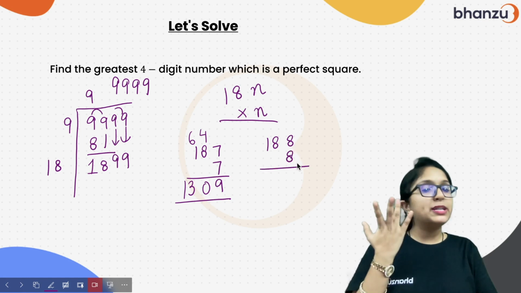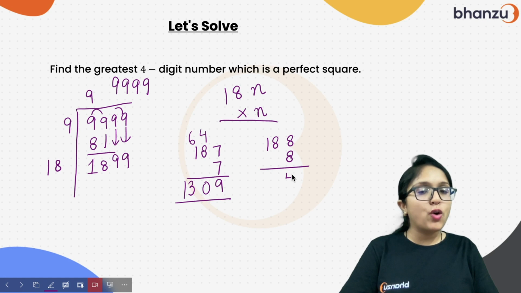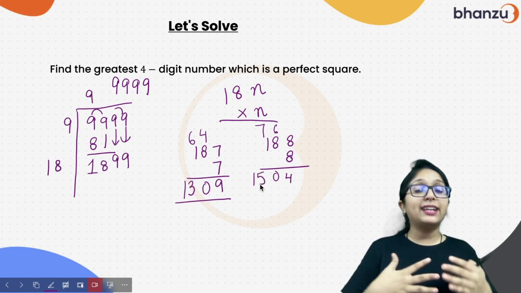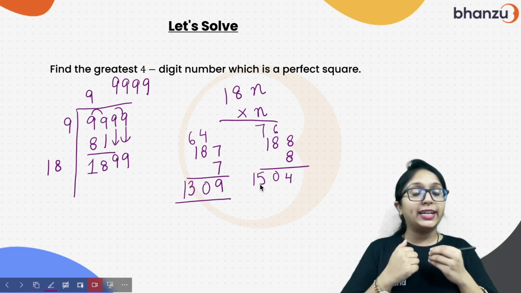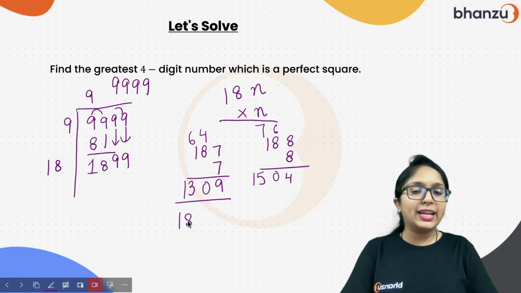Okay, so let me check it. 8 times 8 is 64. And then 8 times 8 is 64 plus 6 is 70. 8 times 1 is 8 plus 7 is 15. Again, we can see that this is 1504, which is less than 1899. So we should try with 9 now.